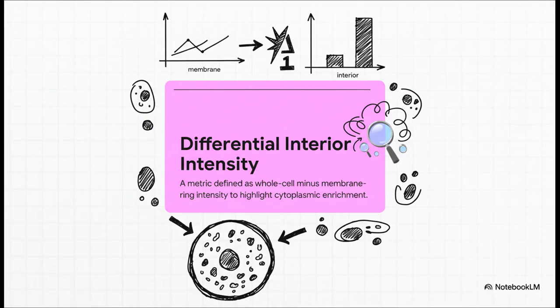Okay, so once it has these super clean measurements, FluorSW calculates something that's a total game changer, a new metric called differential interior intensity. Think of it like this. Instead of trying to make sense of two separate numbers, one for the membrane, one for the interior, this metric boils it all down to a single powerful score. This one number answers a very simple question. Is the protein moving from the outside to the inside? And because it's a normalized score, things like the cell's size don't throw it off, making it the perfect way to track this critical movement.